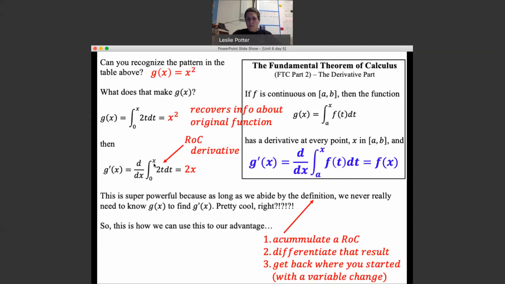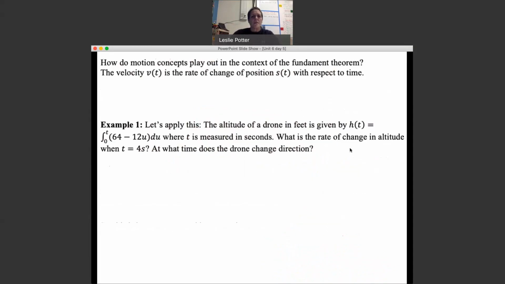We can just jump right from this to the result, putting in the variable change. That is hugely powerful, because it allows us not to have to run through that whole accumulation step and find that pattern if all we're going to end up doing is differentiating it anyway. So let's see how this works.